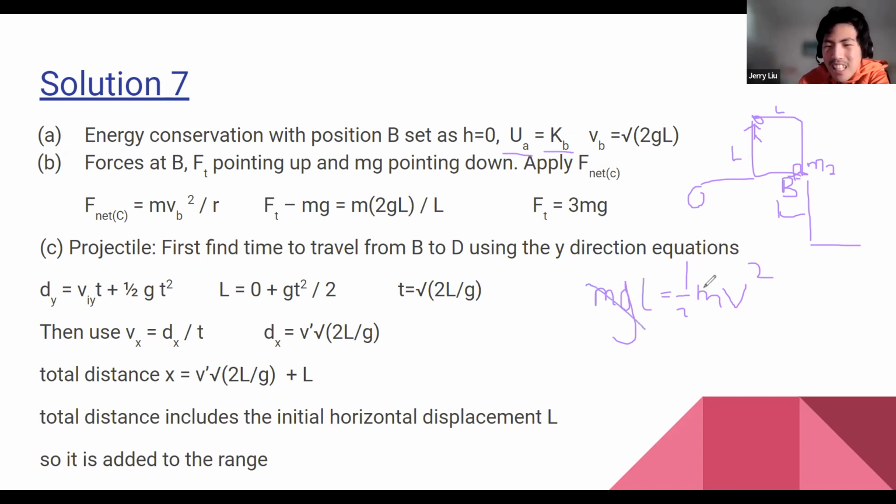Okay, so the m's cancel. gL is 1/2 of v squared. So 2gL equals v squared. And so the velocity is square root of 2gL.